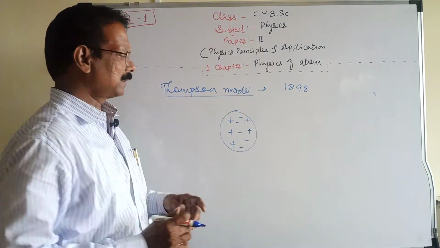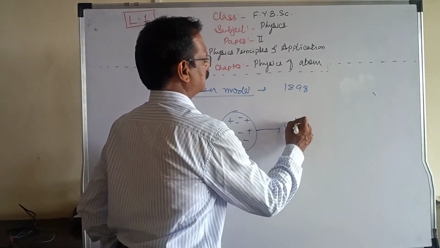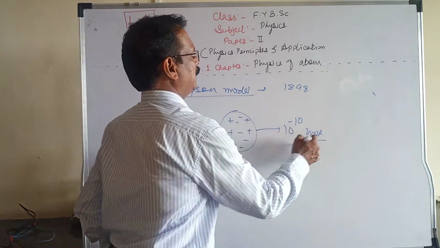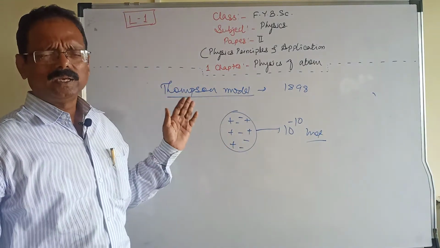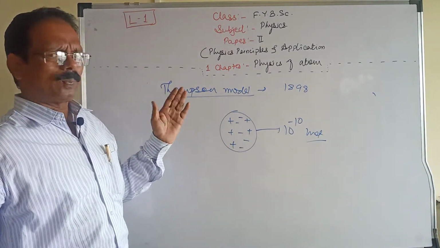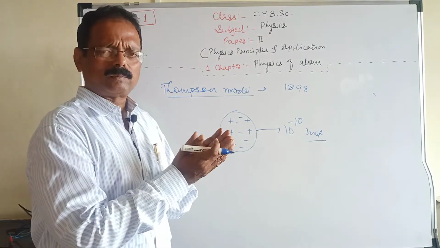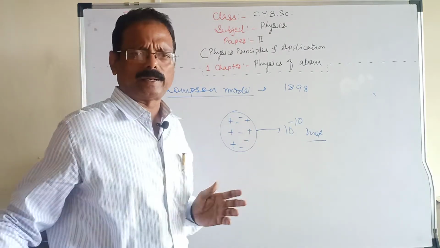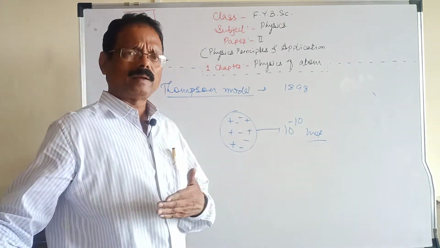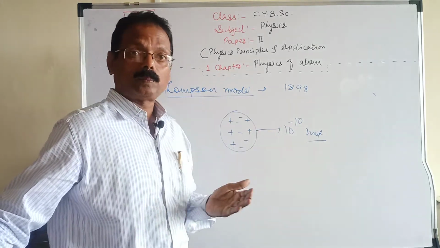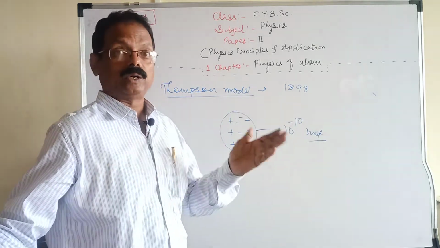The size of the atom is about 10⁻¹⁰ meter. He found that the atom is spherical in shape. The positive charge is spread through it, and to balance the positive charge, the electrons are embedded into it.